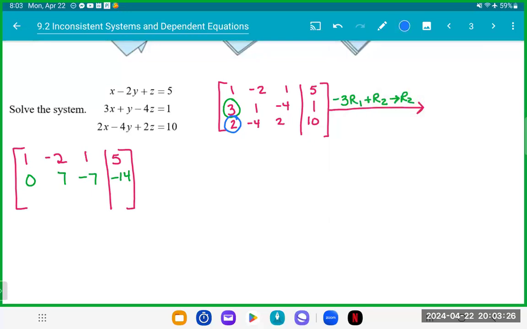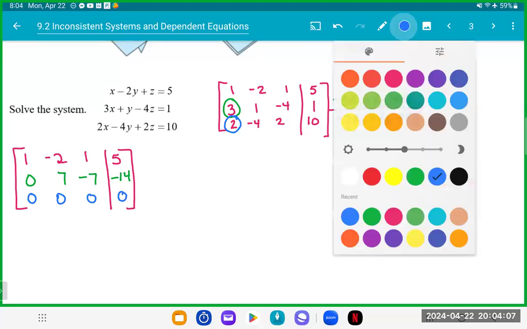For our third row, that's going to be -2 times row 1 plus row 3, replace row 3. -2 times 1 plus 2 is 0. -2 times -2 is 4, plus -4 is 0. -2 times 1 is -2, plus 2 is 0. -2 times 5 is -10, plus 10 is 0.